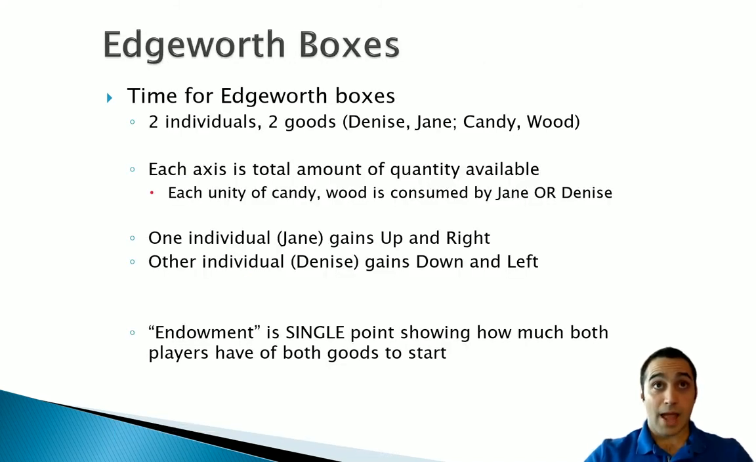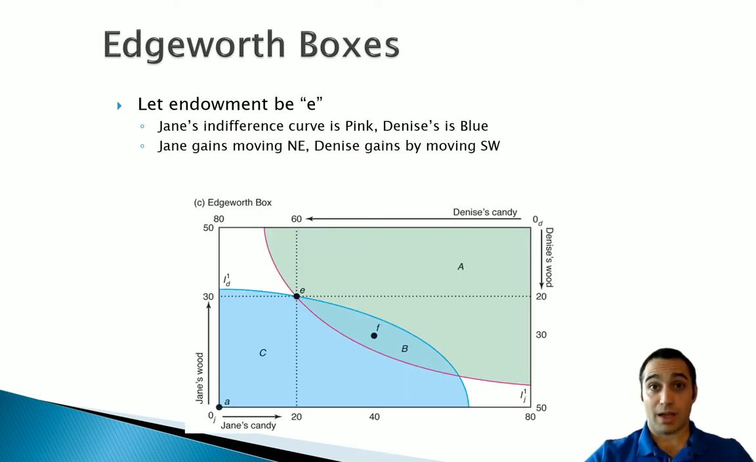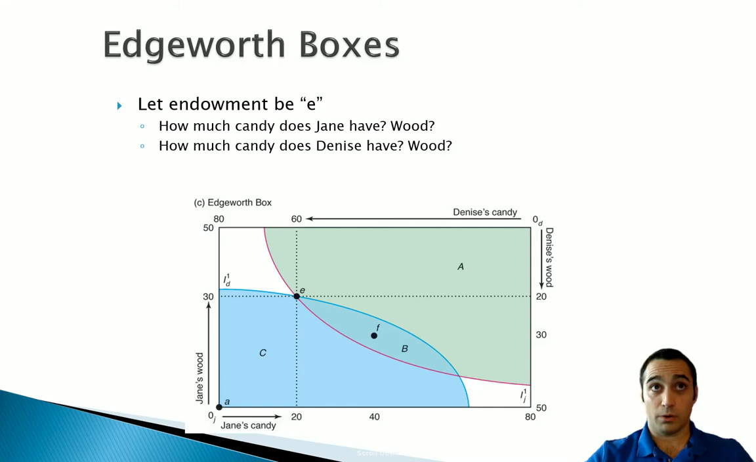Next, each axis, as we just stated, will give you the total quantity of something available. That is, the x-axis is candy, and the y-axis is how much wood is in the world.